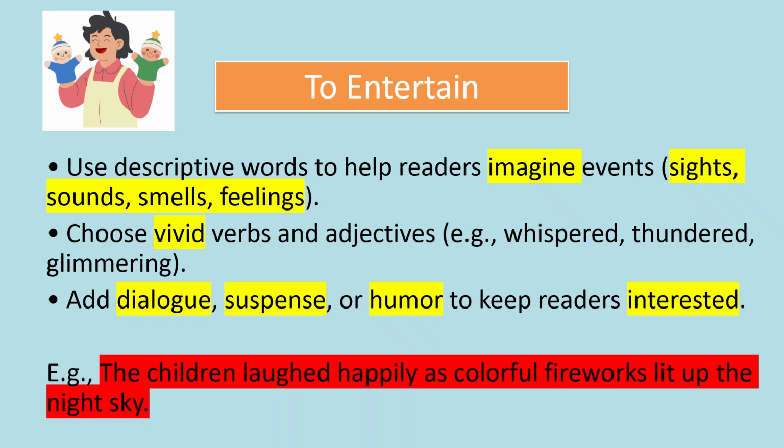For example, the children laughed happily as colorful fireworks lit up the night sky. Laughed happily, colorful fireworks lit up the night sky. Those words are descriptive words and they are kind of emotionally charming and touching, right? Because the author's purpose is to entertain us emotionally.